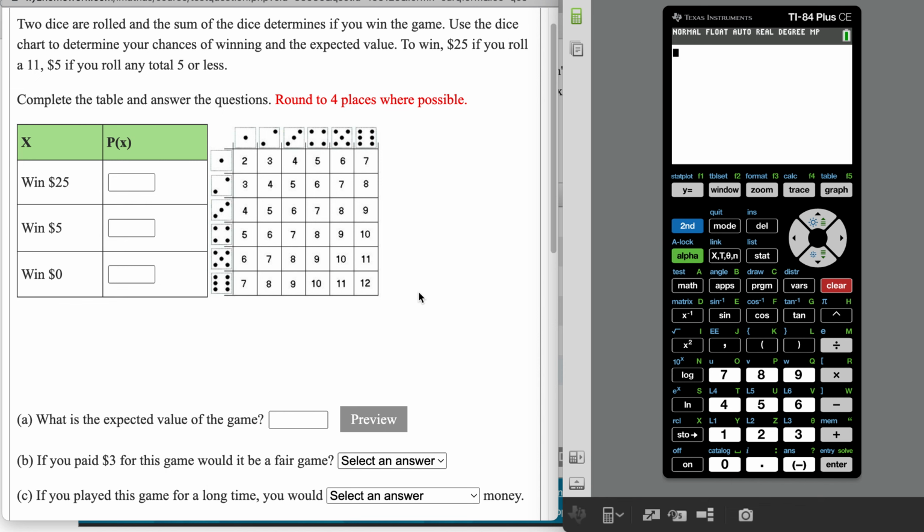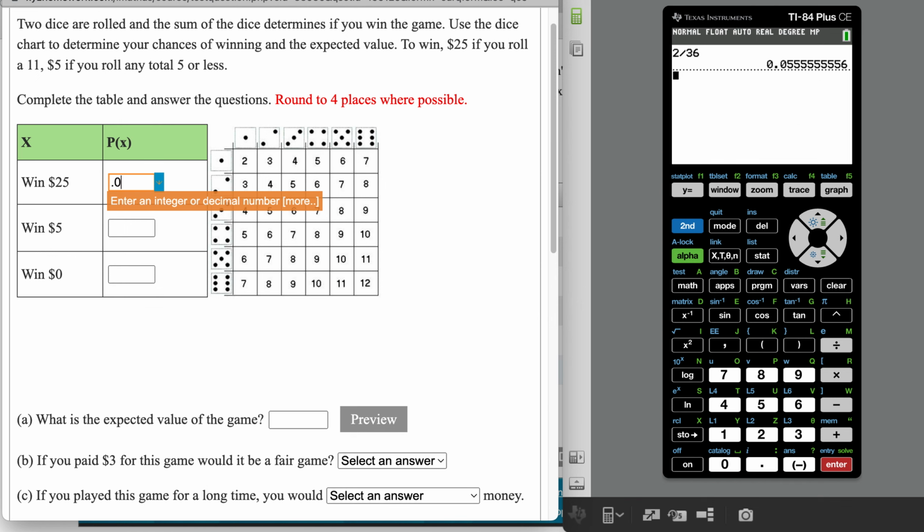Now, to win $25, you need to roll a sum of 11. When you look at this chart, there's 2 ways for that to happen. You could get this 11 here, or you could get this 11 here. That's 2 out of 36 possibilities. So you take 2 divided by 36, and then the question says to round to 4 places. So you get a 0.0556 chance when we round it to 4 places of winning $25.